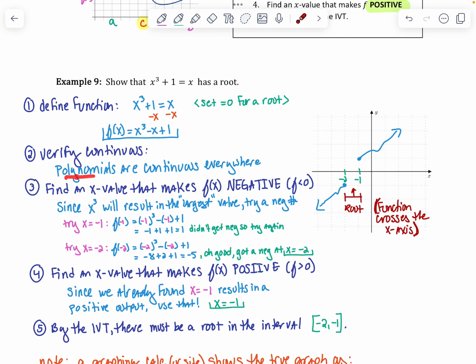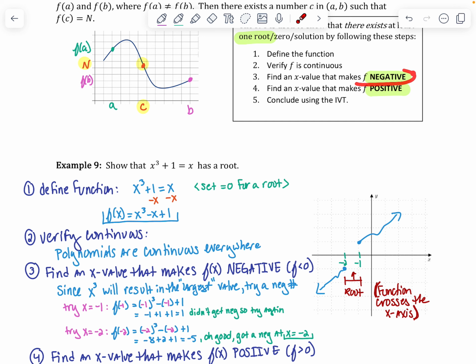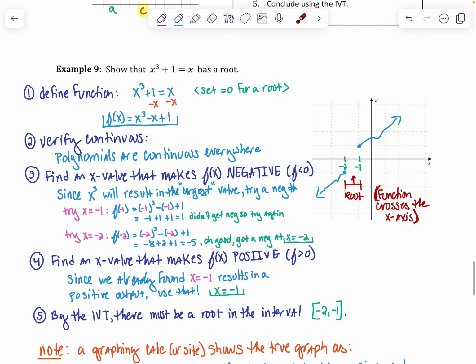Now I need to verify it's continuous. It's just a polynomial, and we know all polynomials are continuous. We discussed that on an earlier page. So now I want to find an x value with a negative output, so I want f of x to be less than 0. Now let's look at the problem and be strategic. Because x cubed is the largest exponent, that's really going to drive what happens to this function. So I need a negative answer. Let's plug a negative into this piece.